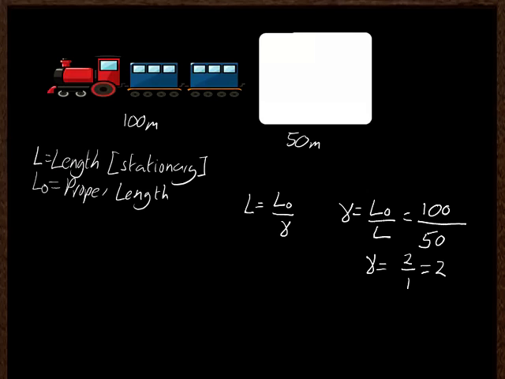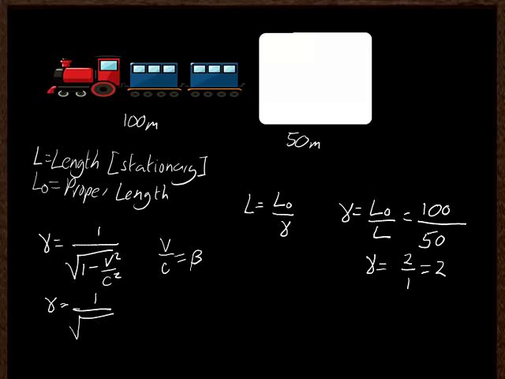So what do we then need to do? We're trying to work out how fast this train needs to be going. That's effectively what we're doing. We're finding what gamma is. So let's write in what gamma is. That's 1 over the square root of 1 minus v squared over c squared. I'm going to substitute in for v squared over c squared this term here, beta, and beta is v over c, so I can rewrite gamma as 1 over the square root of 1 minus beta squared.